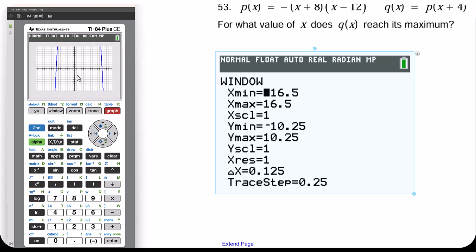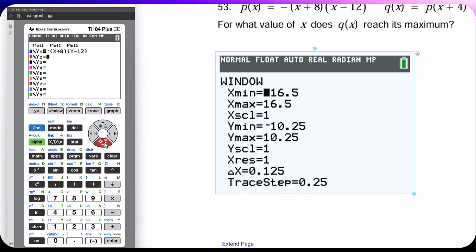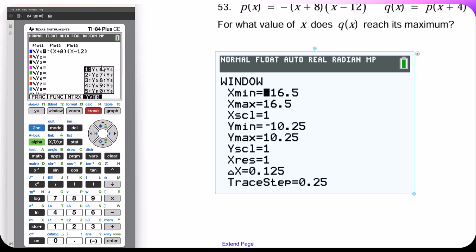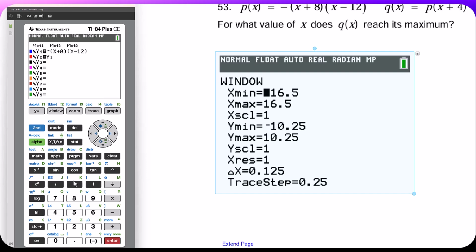But let's go ahead and graph the q function. So I'm going to go back to y equals, and in y2, I'm going to graph, instead of p at x plus 4, y1 at x plus 4. To get the y variables, alpha trace is the place to get all the y variables. I want the first one, so I'll press 1 or enter. Left parenthesis, x plus 4, right parenthesis. And the one that I want is going to be graphed in red. So I'll go ahead and graph it.